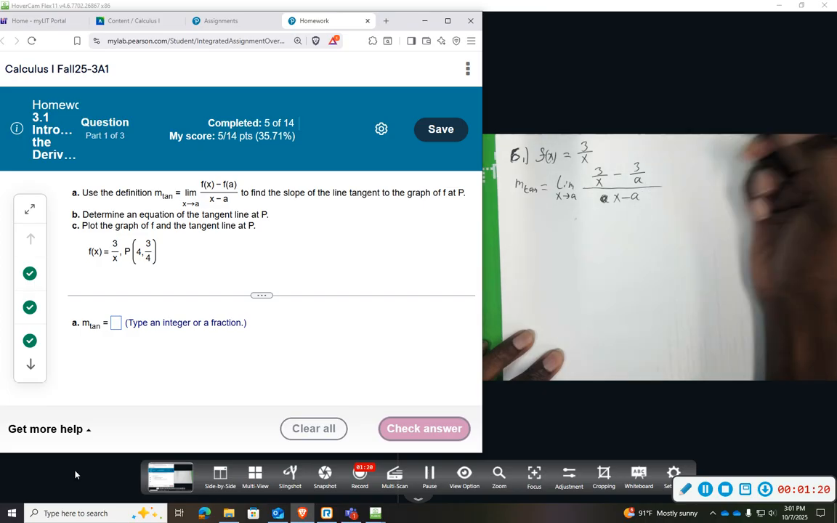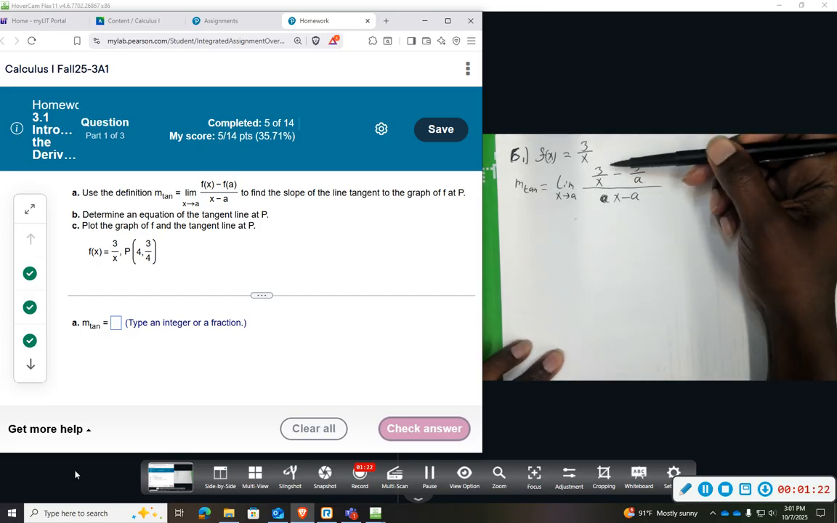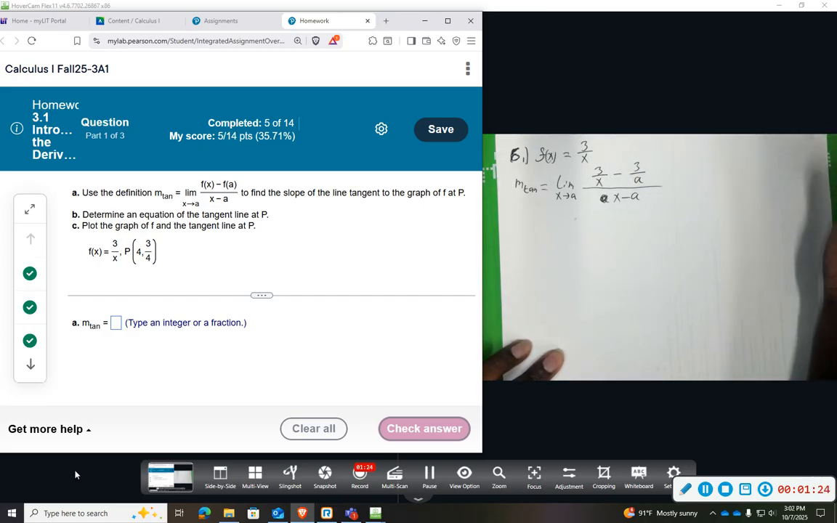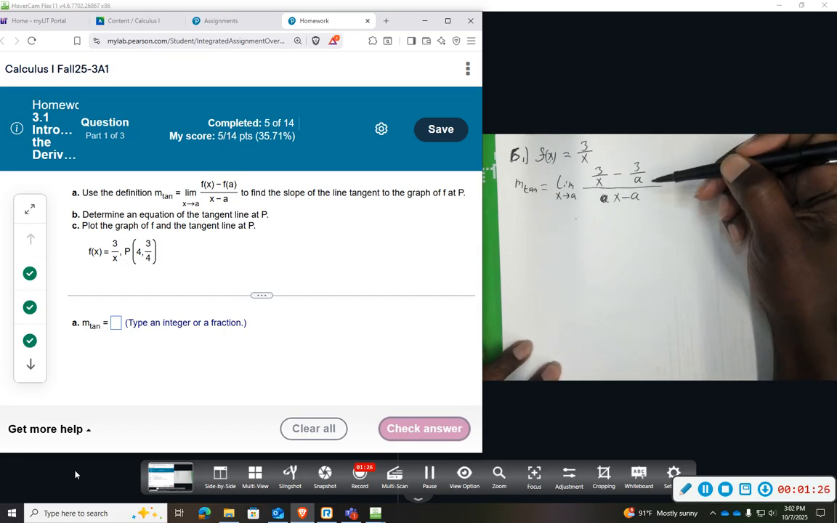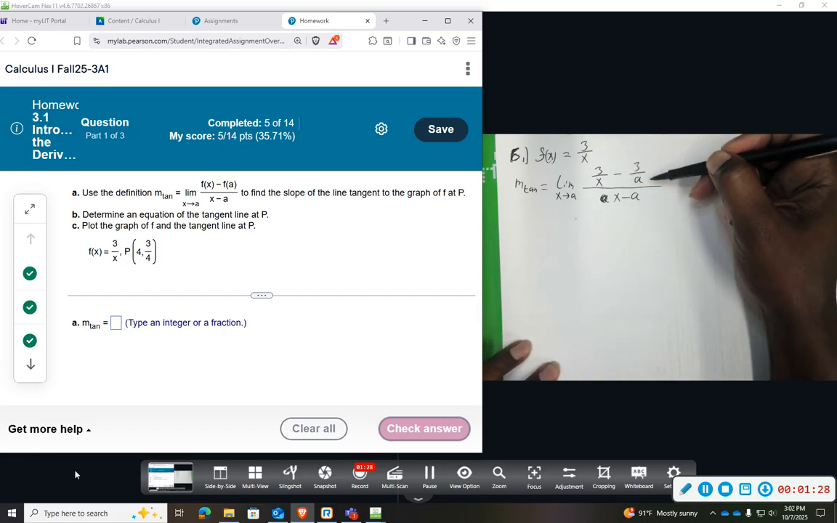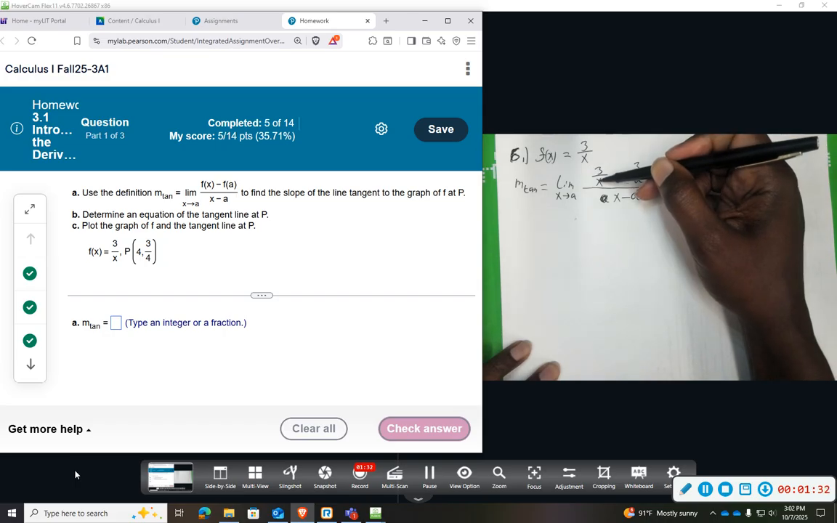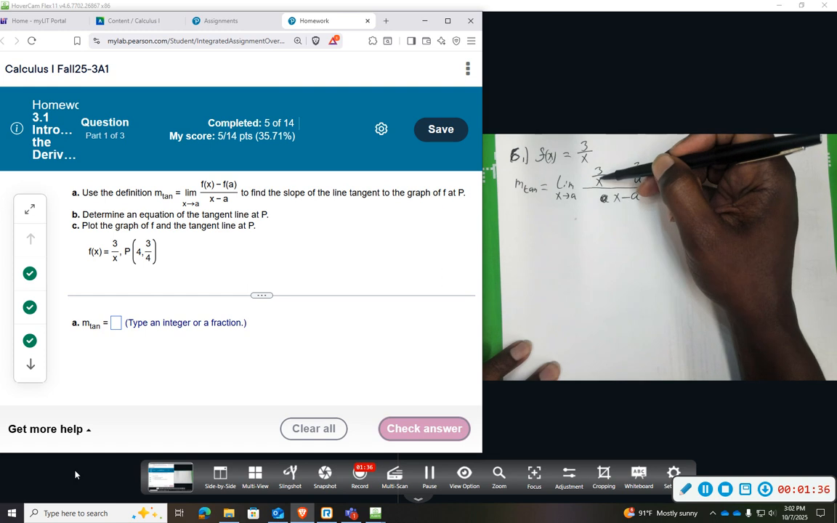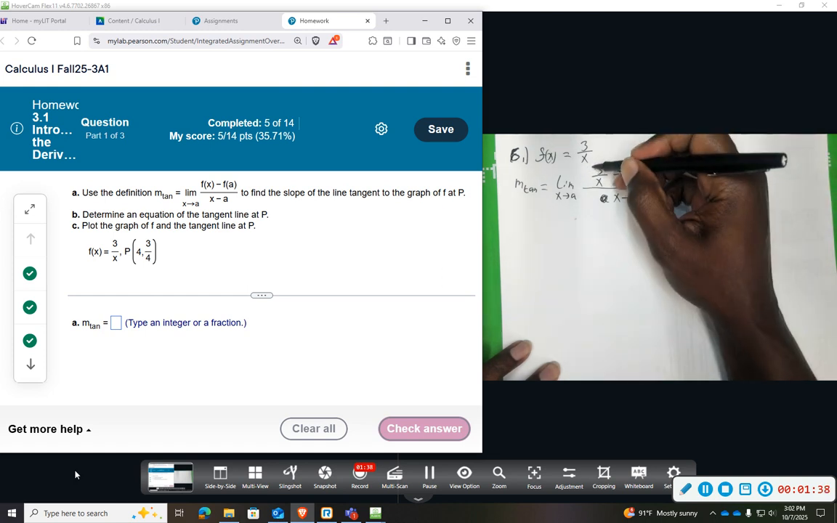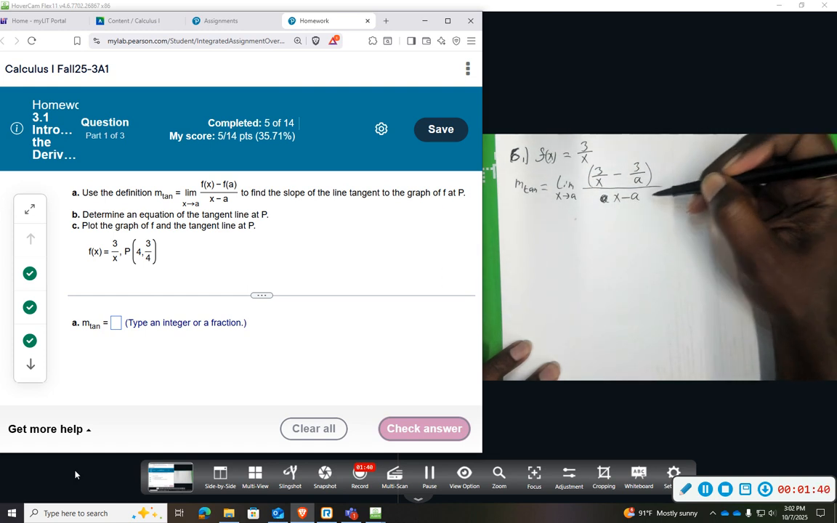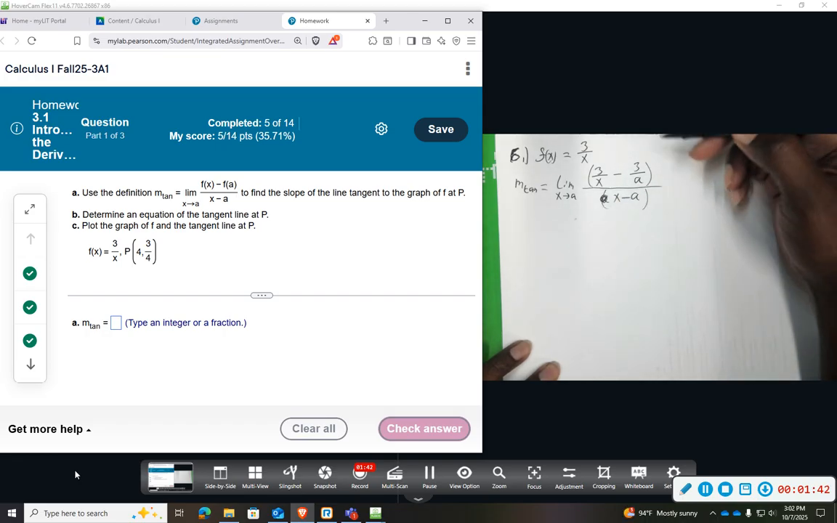minus a. Alright, so the problem here is we have a fraction in the top and the bottom. The way I like to handle these is just multiply the numerator and denominator by the common denominator, and that will be x times a. So I'm going to multiply top and bottom by x times a.